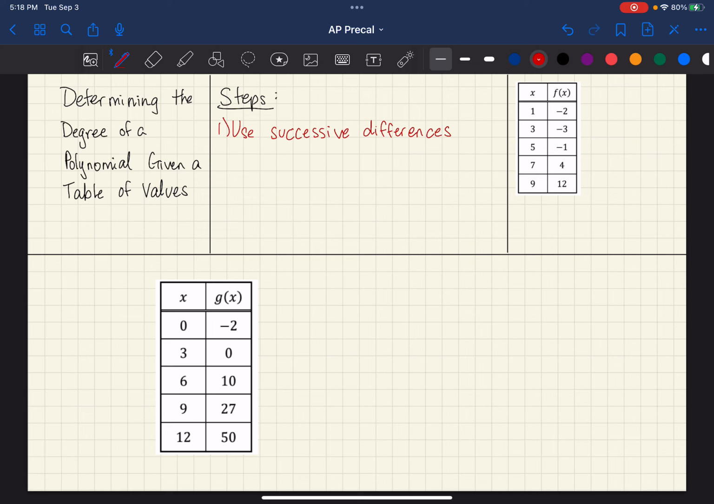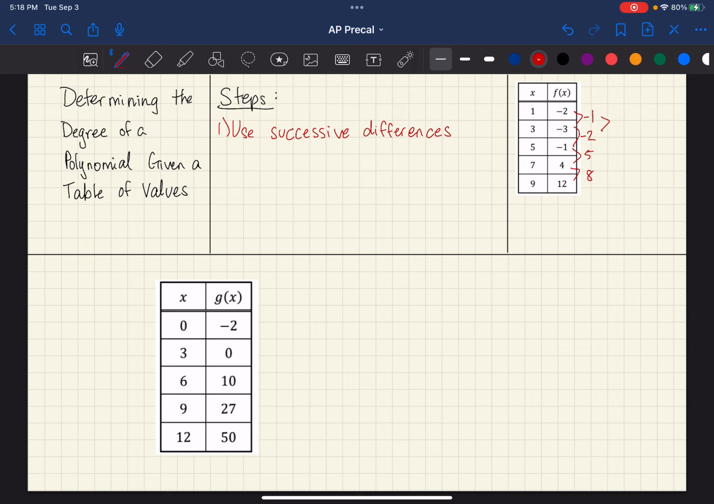So we should remember successive differences from last year in our Algebra 2 class. Basically, what you're going to do is find the difference between your y values. So the difference between -2 and -3, well, that's -1. From -3 to -1, -2. From -1 to 4 is 5. And then from 4 to 12 is 8. If they are all the same, then that is your degree. But in this case, they are not the same, so I have to keep going.